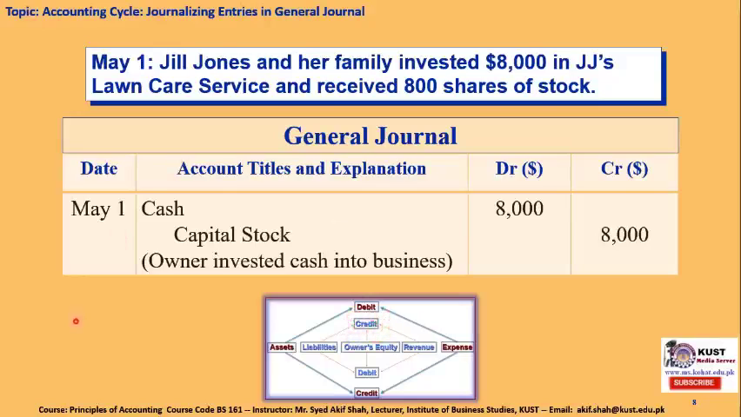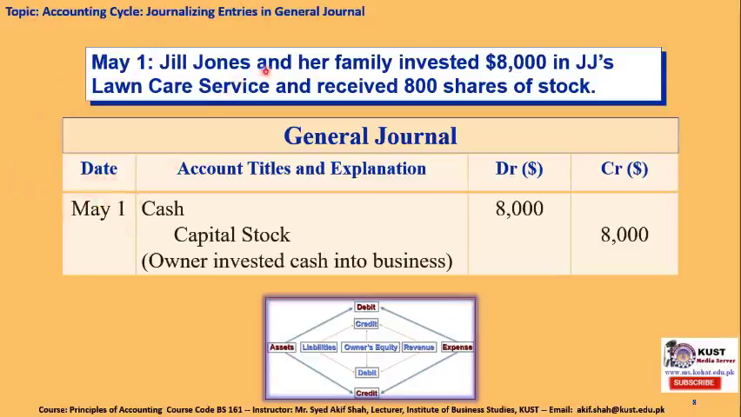So now we are in a position to record this economic transaction in a formal method of journal by making a diagram similar to the specimen I have discussed before. The left column is for date. The middle one is for account titles and explanation. The third column is for debit entry, and the last column is for credit entry. As this transaction is for May 1st, we have to mention the same date, May 1st.